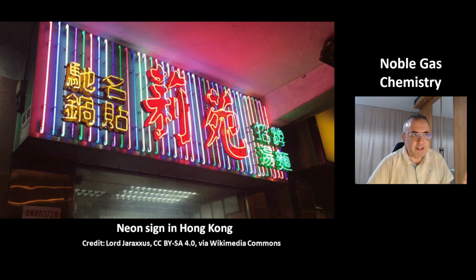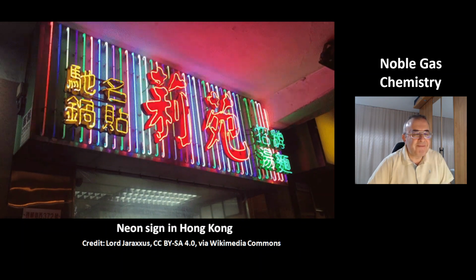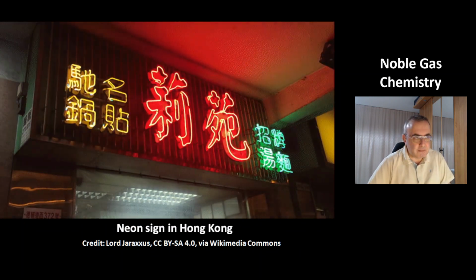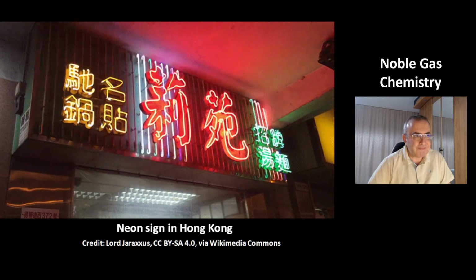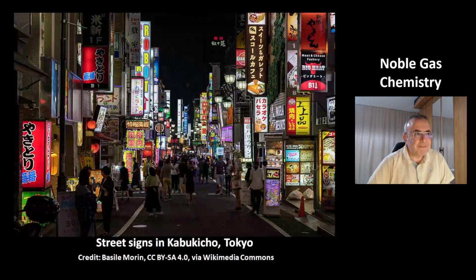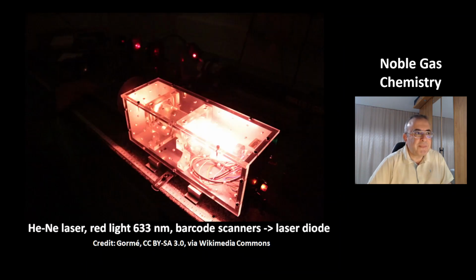This is a picture of a neon sign in Hong Kong. These are street signs in Kabukicho in Tokyo. This is the helium-neon laser. It gives you a red light with 633 nanometer wavelength. It was used as a barcode scanner until it was replaced by the laser diode.